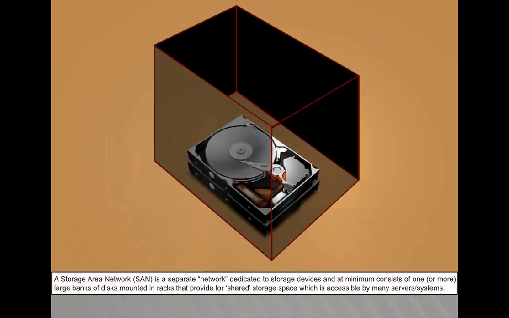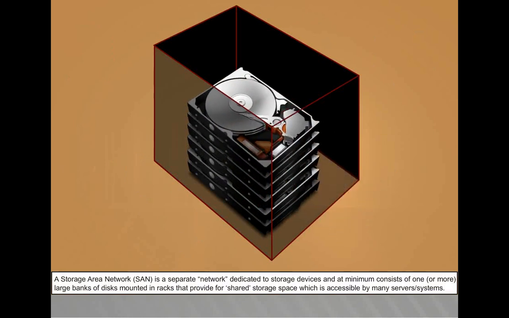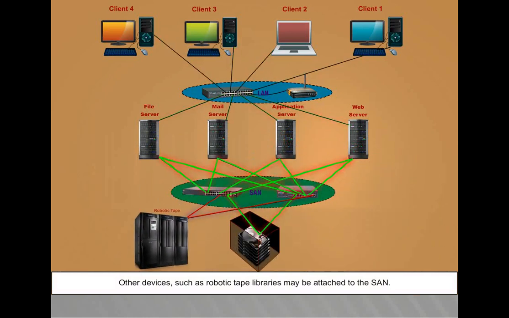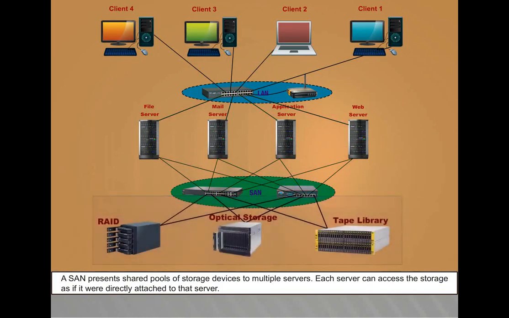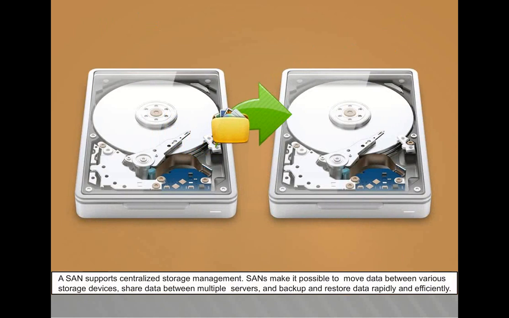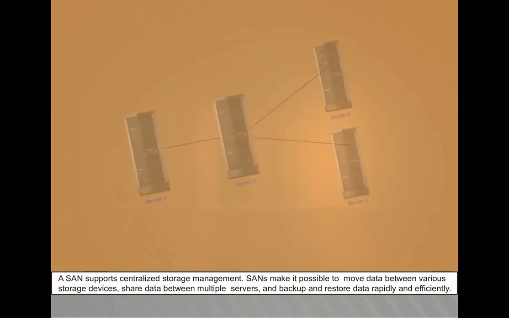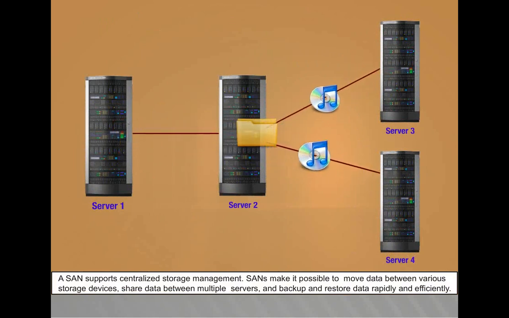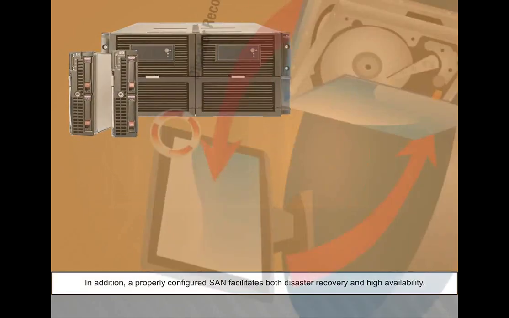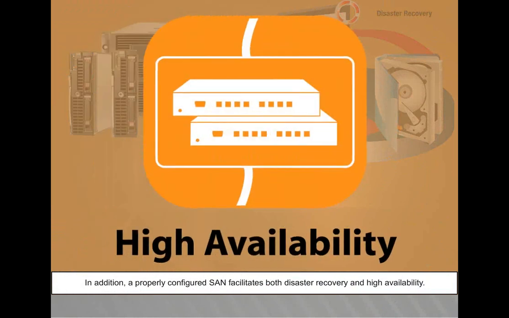A storage area network (SAN) is a separate network dedicated to storage devices and at a minimum consists of one or more large banks of disks mounted in racks that provide for shared storage space which is accessible by many servers or systems. Other devices such as robotic tape libraries may be attached to the SAN. A SAN presents shared pools of storage devices to multiple servers. Each server can access the storage as if it were directly attached to that server. A SAN supports centralized storage management. SANs make it possible to move data between various storage devices, share data between multiple servers, and backup and restore data rapidly and efficiently. In addition, a properly configured SAN facilitates both disaster recovery and high availability.